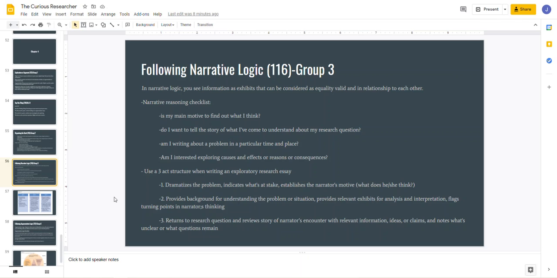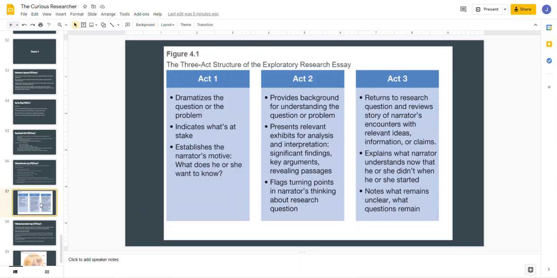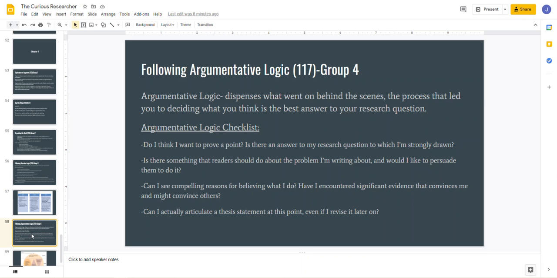So Ballinger uses a 3-act structure, and it's highlighted here in figure 4.1, where you want to dramatize the question of the problem, provide background information, and then return to your research and look at how you want to work with connecting ideas and information or claims, right? So the other pathway is the argumentative logic that Ballinger talks about in the textbook. It dispenses what went on behind the scenes, the process that led you to deciding what you think is the best answer to your research question.